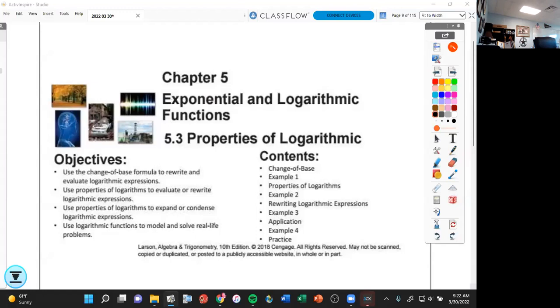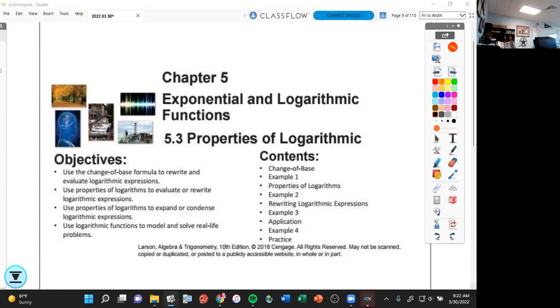Back in the old days, we were lucky to even have a log button on the calculator, and the only log button that we could use was log base 10. So if I wanted to take log base 3 of 7, I would have to convert that log base 3 of 7 to log base 10. Change of base is really, really simple.